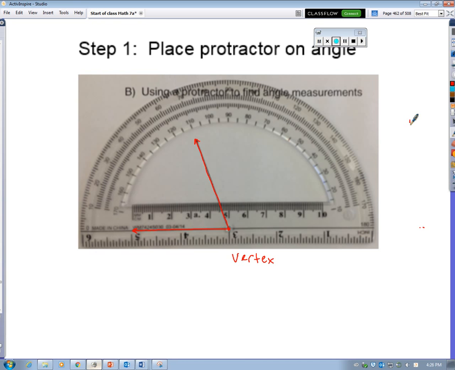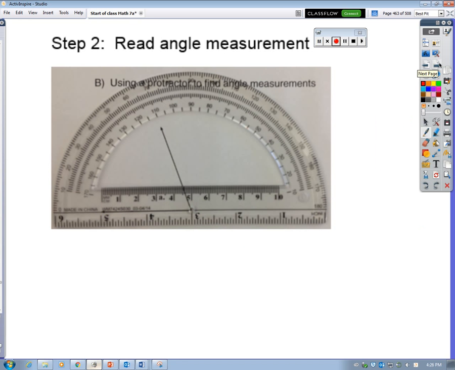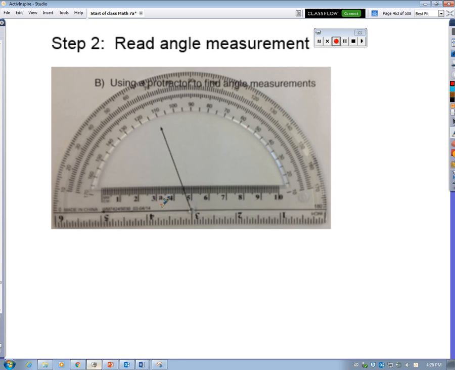So now that we got our protractor placed on there correctly, this line goes on the 0. Now we're going to take a look at reading this protractor. So that's step 1, putting it on there correctly. Step number 2, reading the angle measurement. Now that this angle is on here and we have the protractor on there, what we need to do is start at the side with 0 degrees, which is going to be right here.